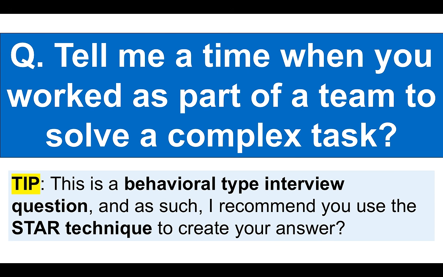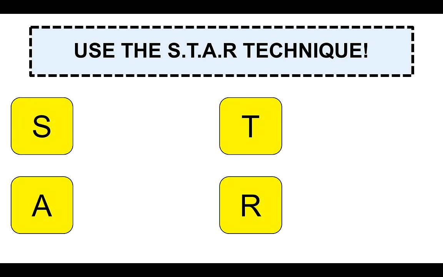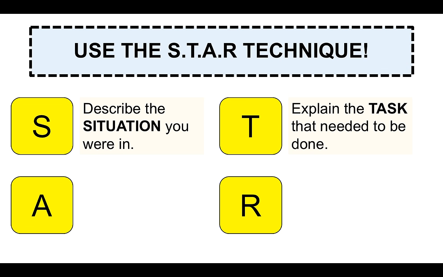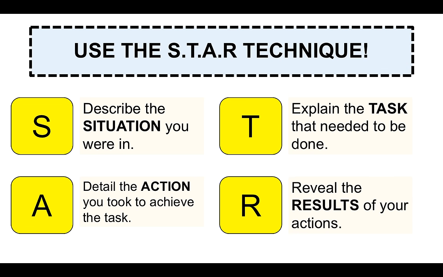You have to give a specific situation you have previously been in to score this answer highly. So use the STAR technique. What is that? Well, it is situation, task, action, result. So you start off with your answer and you describe briefly the situation you were in. You then move on and explain the task that needed to be done. You then detail the action you took to achieve the task, and you finish off your answer by revealing the results following your actions. So it's situation, task, action, result.